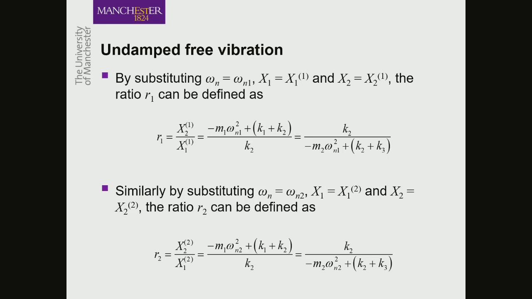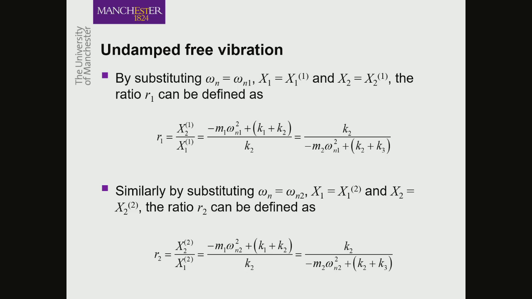In a similar way, now imagine that you set up the system so that both M1 and M2 are vibrating under omega n2, a different natural frequency. In this case, you can write the R2 ratio. Here X2 means the amplitude of M2 under omega n2, and X1 means the amplitude of M1, the maximum displacement of M1 under omega n2. R1 and R2 ratios just give us the relative distance between M1 and M2 during the motion.